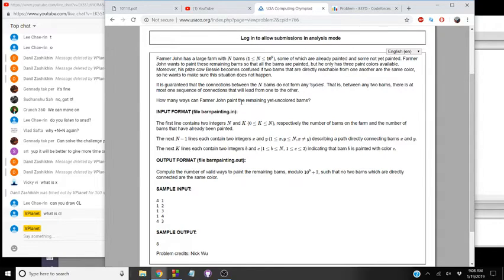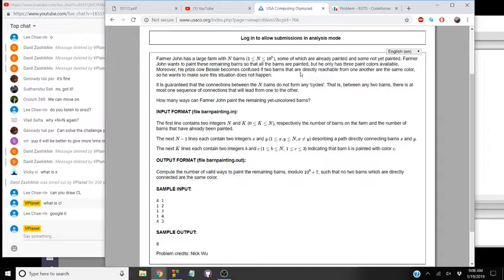It is guaranteed that the connections between N barns do not form cycles. Oh yeah. However, Bessie becomes confused if 2 barns that are directly reachable from one another are the same color. So he wants to make sure that this situation does not happen. It is guaranteed that the connections between the N barns do not form any cycles. That is, between any 2 barns, there is at most one sequence of connections leading from one to another. In how many ways can Farmer John paint the remaining yet uncolored barns?